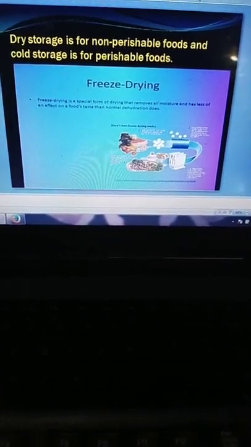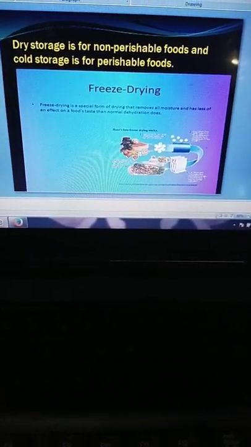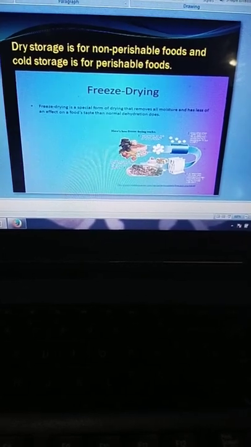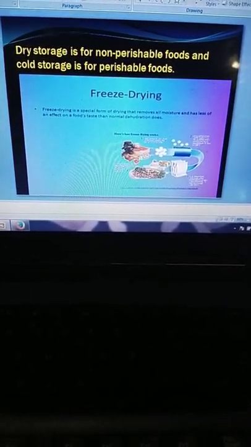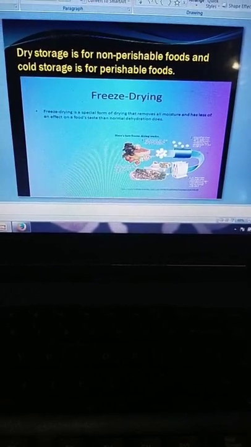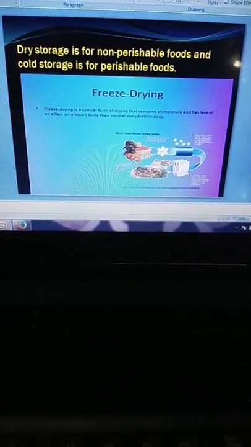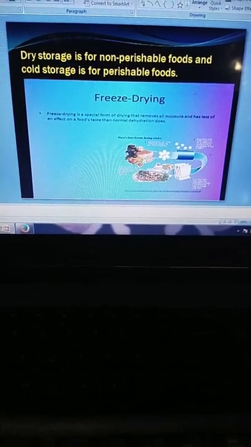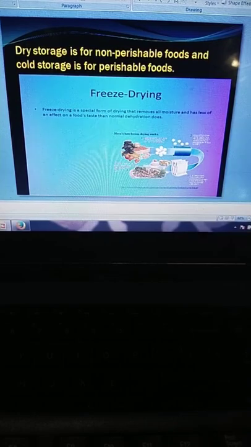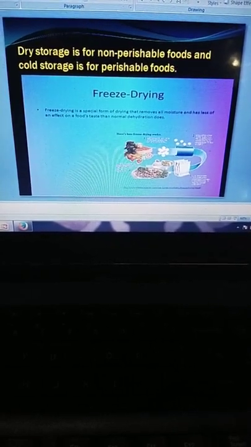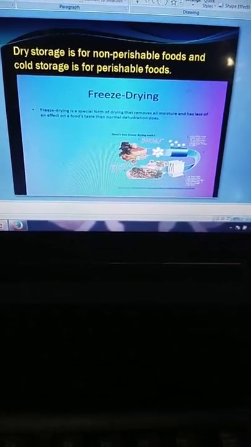Next is dry storage. Dry storage is for non-perishable foods and cold storage is for perishable foods. In dry storage, the non-perishable foods can be kept for a longer period of use, whereas the perishable foods can be kept in the cold storage so that they don't get spoiled very fast.